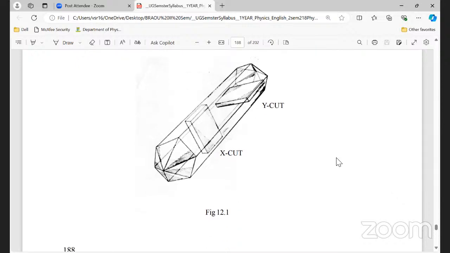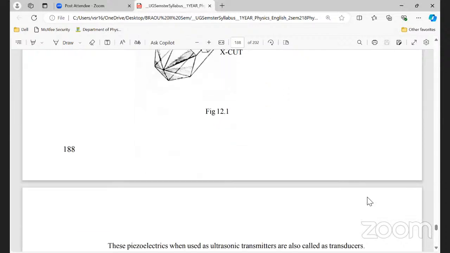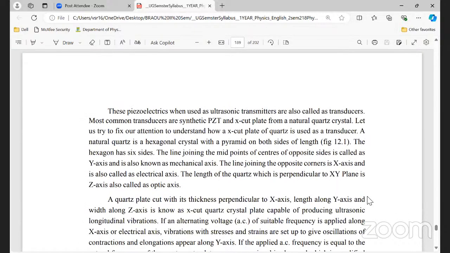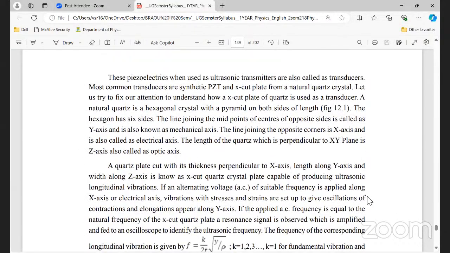These are the crystals here. This is the X-cut crystal, and this is the Y-cut crystal, and you need to know about that. When these piezoelectric materials are used in ultrasonic transmitters, you can call them transducers. These transducers are synthetic PZT and X-cut plate.